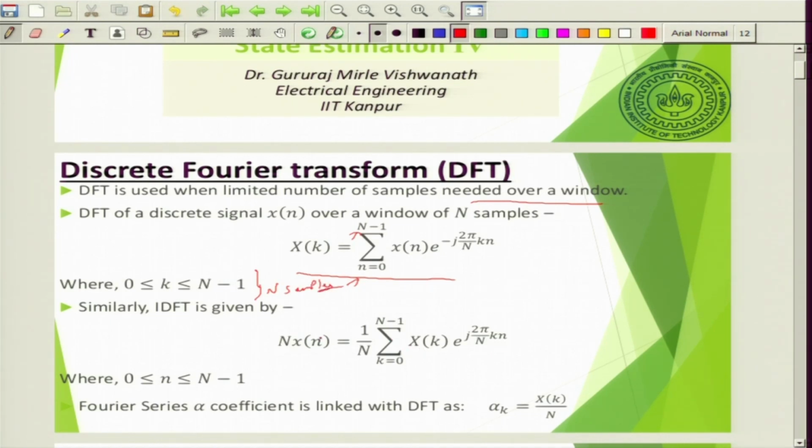Similarly, the IDFT or inverse discrete Fourier transform is given by x of n is equal to 1 by N summation of k is equal to 0 to N minus 1 X of k e to the power of j 2 pi by N kn, where n lies between 0 to N minus 1. The Fourier series alpha coefficient is linked with DFT as alpha k is equal to X of k by N.